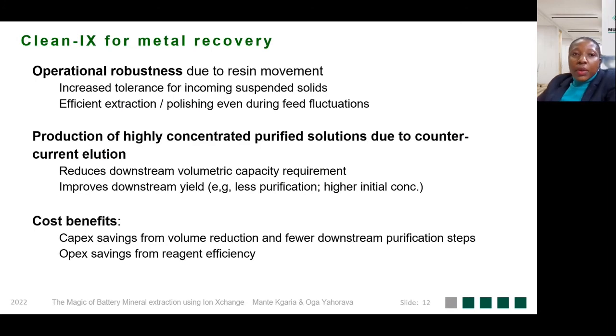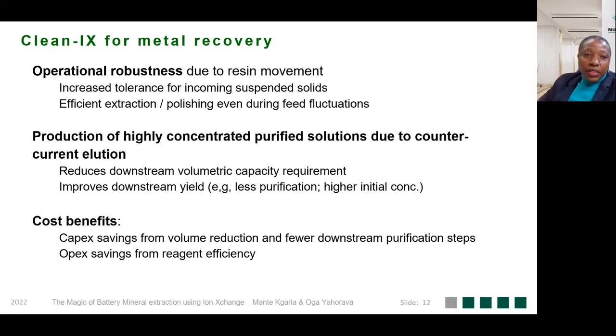In summary, just to summarize what are the advantages of clean ion exchange, is that the periodic movement of resin allows for high tolerance of incoming solids. The ratio control between the resin and the volume allows for high tolerance of variable feed composition, thus ensuring efficient polishing. The countercurrent configuration allows for full optimization of the resin loading capacity and selectivity, plus guarantees efficient value metal polishing.